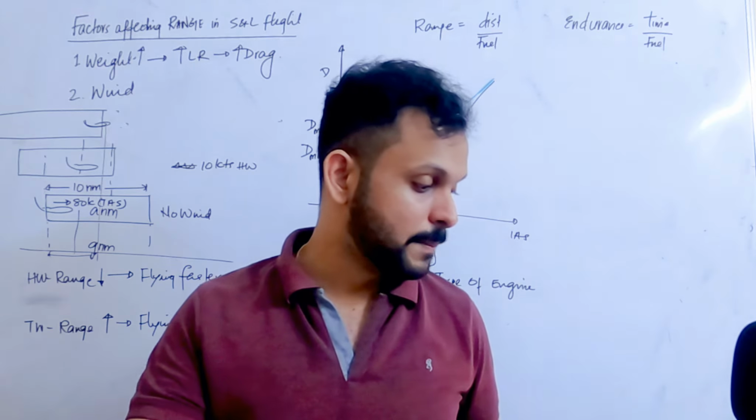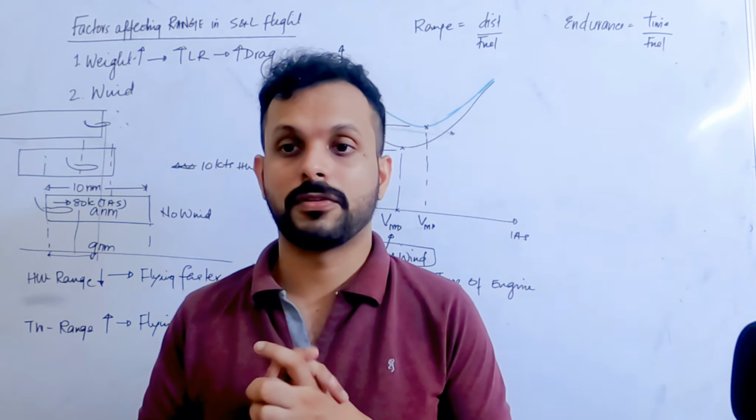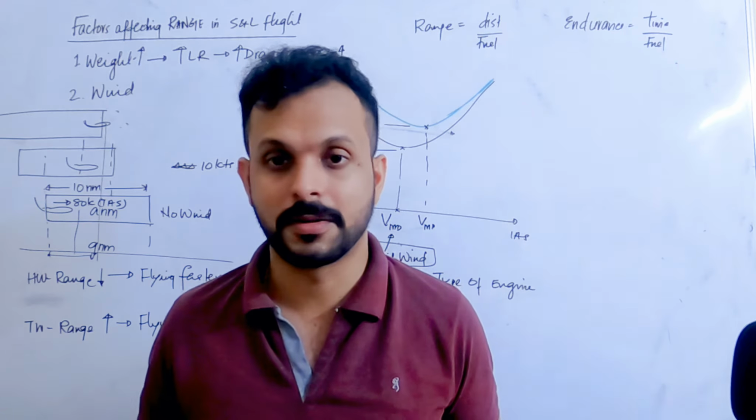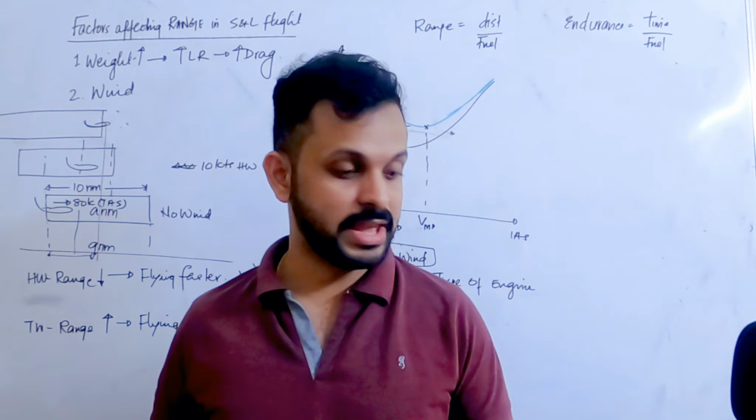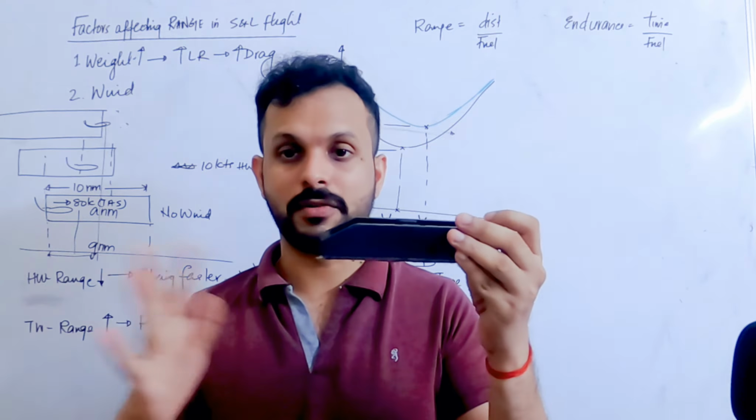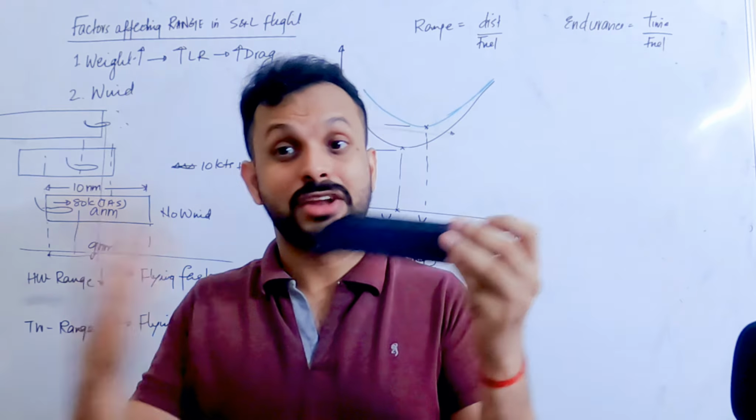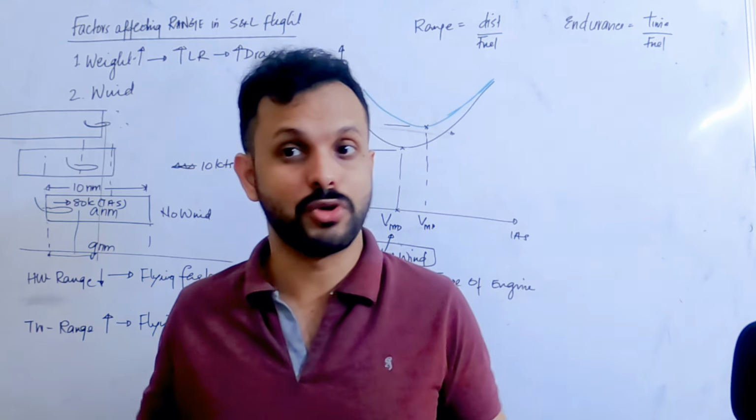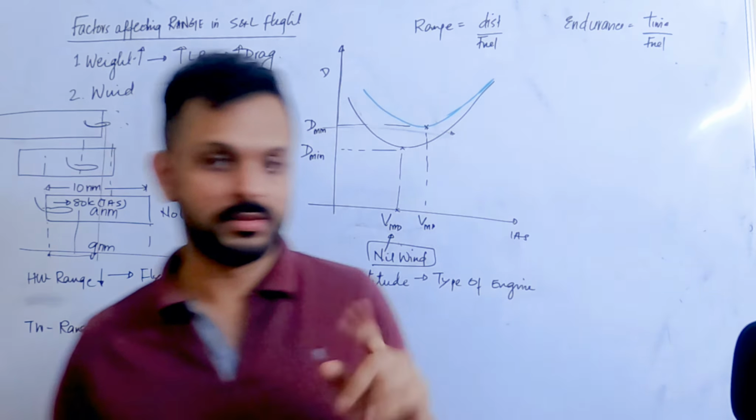But option Charlie, minimum power, is going to give you maximum endurance. Doesn't matter what the wind is. You might be staying up here for 2 hours, not moving an inch forward because of headwind. Your range is 0, but your endurance is still 2 hours because it's talking about how long you stay in the air, not how far you go. We will see that.